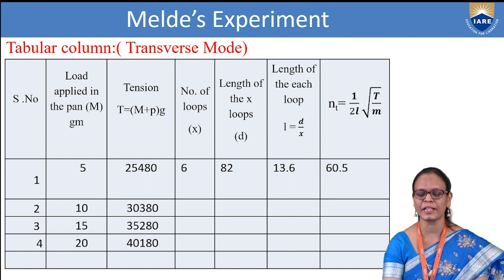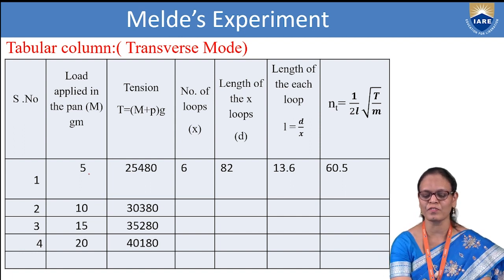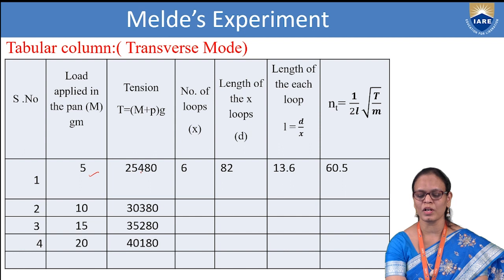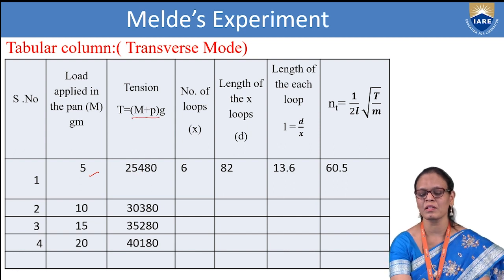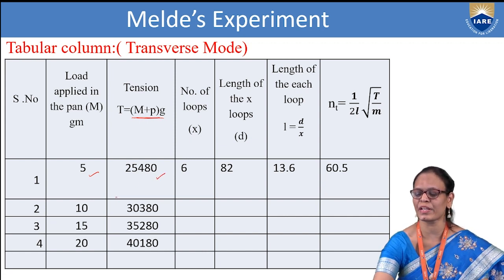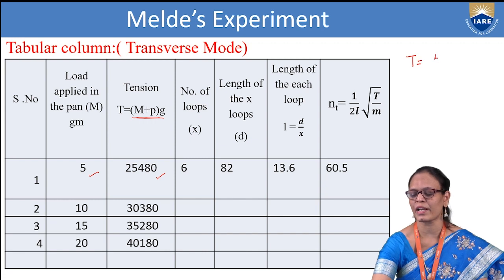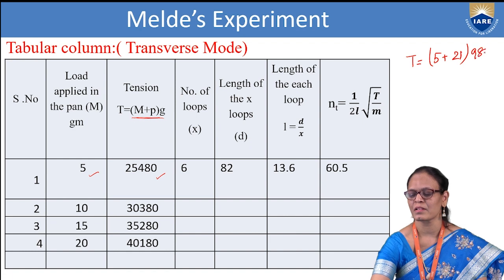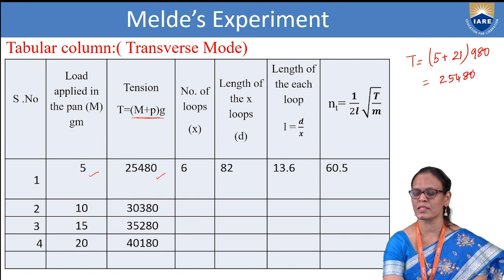Now, how do we tabulate the readings? The first reading we have put 5 grams. Then what is the tension? We will calculate using (M plus P) into g. M is 5 and P here is the mass of the pan, 21. So 5 plus 21, 26 into 980 will give us 25480. So how do we calculate the tension T? Here 5 plus 21, the mass of the pan, into 980. So that gives us 25480 tension. Okay, the tension is in dyne, as we are following the CGS system.